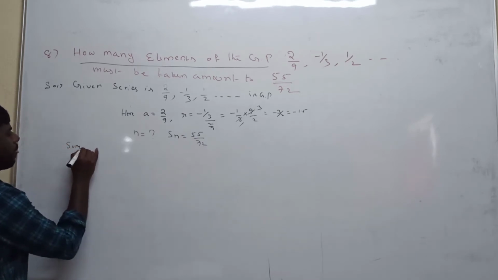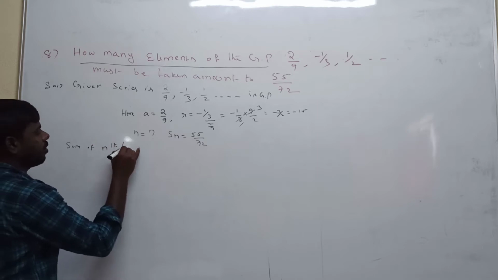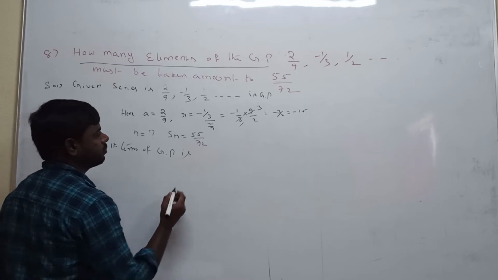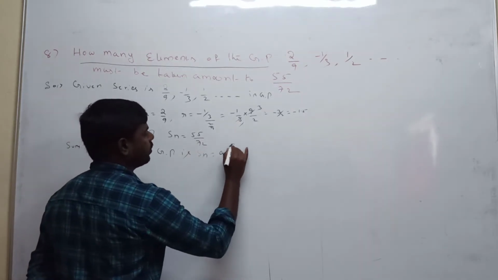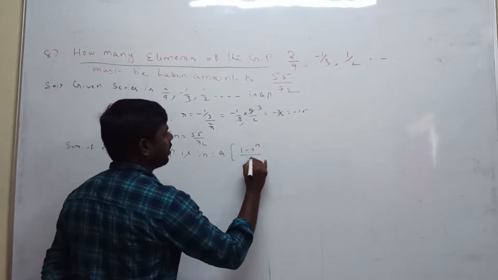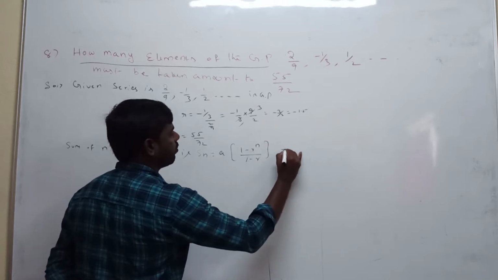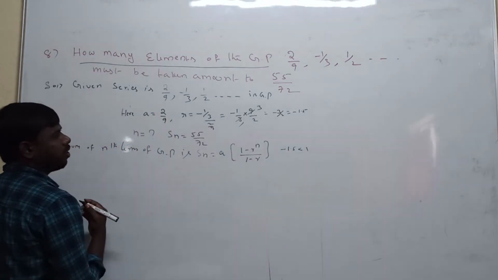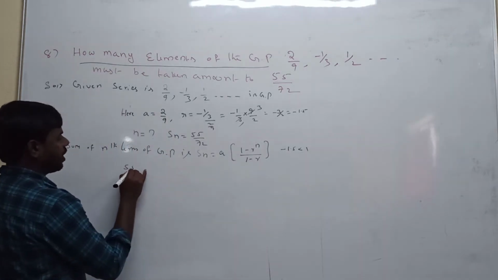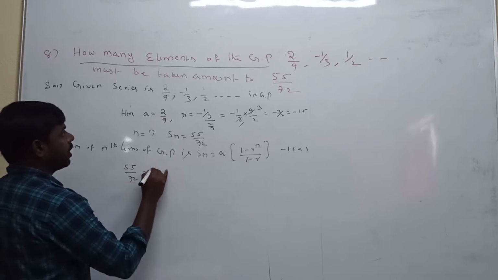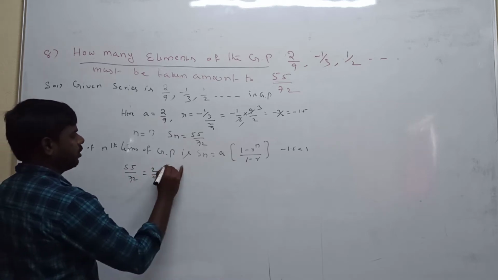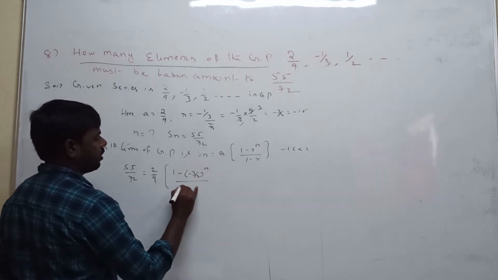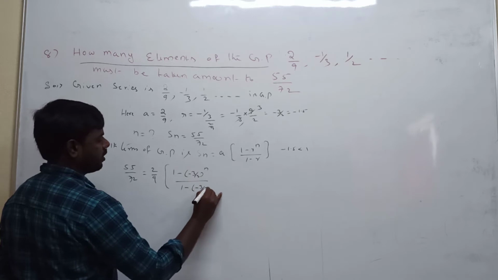The sum of the nth terms of a geometric progression is Sn = a(1 - r^n)/(1 - r). Because of the negative value, 1.5 is less than 1. So, applying all the values, Sn is 55/72, a is 2/9, into 1 minus (-3/2) to the power of n, divided by 1 minus (-3/2).